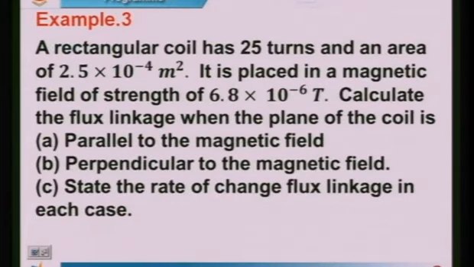A rectangular coil has 25 turns and an area of 2.5 into 10 to the power minus 4 meter square. It is placed in a magnetic field of strength 6.8 into 10 to the power minus 6 Tesla. Calculate the flux linkages when the plane of the coil is parallel to the magnetic field and perpendicular to the magnetic field. State the rate of change of flux linkage in each case.